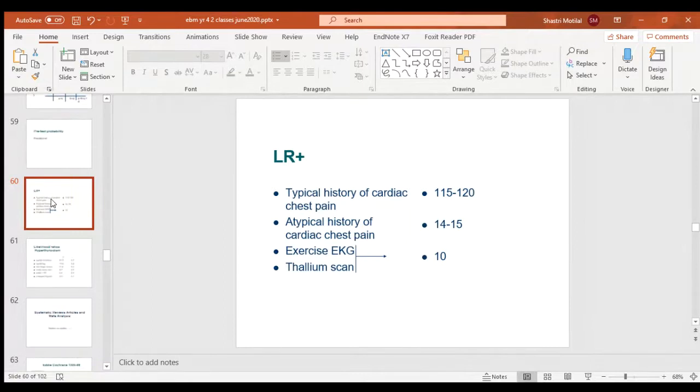That's the main point. But looking at this slide, what do you think about the likelihood ratios? Which one is really good? We said the positive likelihood ratio is good if it's more than 10.